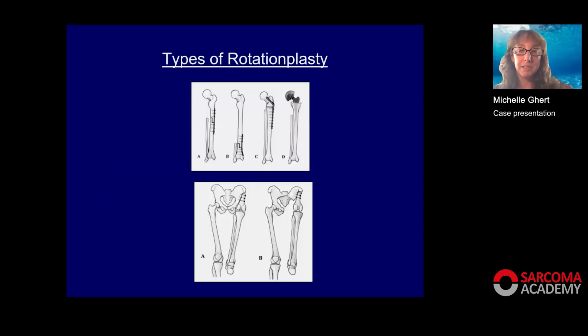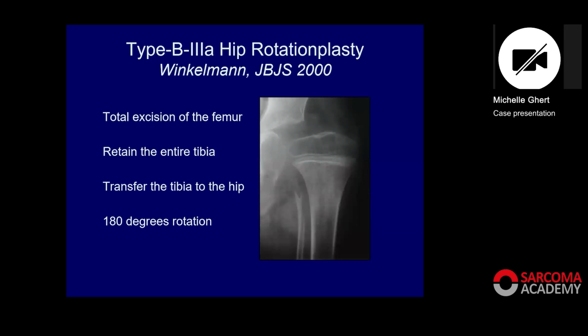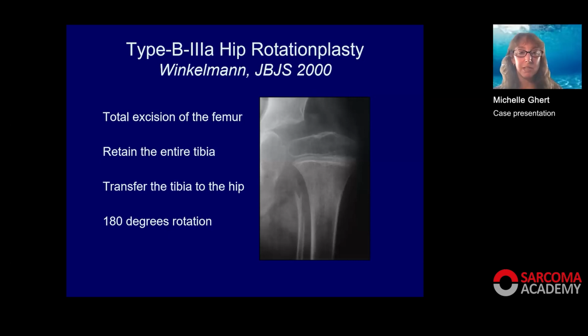So there are various types, and it's based on how much you need to resect. And whatever is left that's viable, you rotate 180 degrees. The type B3a hip rotationplasty was described in 2000 or later, because this is pretty extreme. It's a total excision of the femur, but the tibia is rotated. The entire remaining leg is rotated, and the tibia is then inserted into the acetabulum to become a new hip joint. And then the foot is now the knee joint.